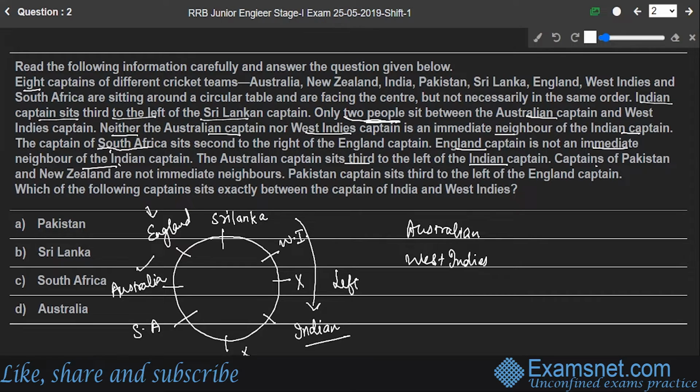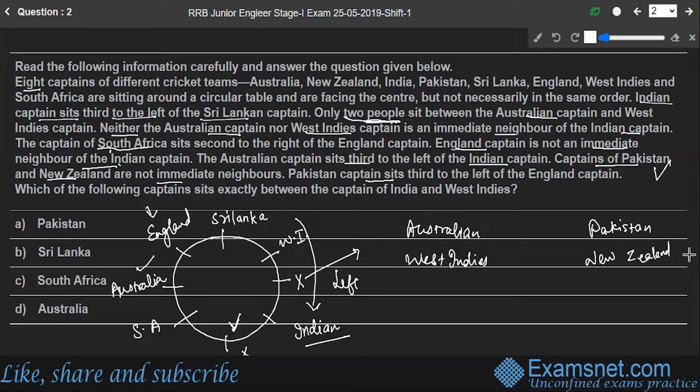And the captains of Pakistan and New Zealand are not immediate neighbors. So what it has said, we are left with Pakistan and New Zealand now. And let's see which 2 positions we are left with. One position is this and the second one is this. These 2 positions are left. Okay, Pakistan and New Zealand are not immediate neighbors of each other. That means, of course, they are sitting over here.